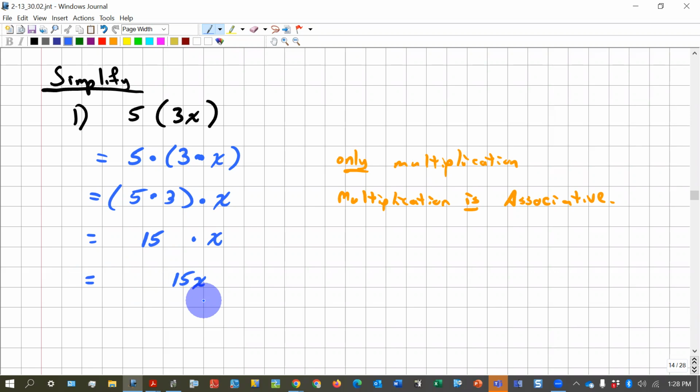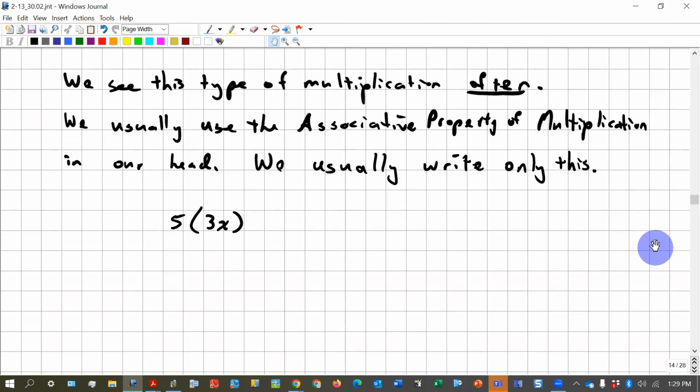This type of multiplication we see very, very frequently, where you have a number times a parentheses, and inside the parentheses, you have a number times a variable. We know that multiplication is associative. Multiplication is always associative. We do this so often that usually we just do it in our head. So usually when we see 5 parentheses, 3x, close parentheses, just in one step, we write that's the same as 15x. But you have to think to yourself, 5 times 3 times x. And the 5 times 3 is where the 15 comes from.